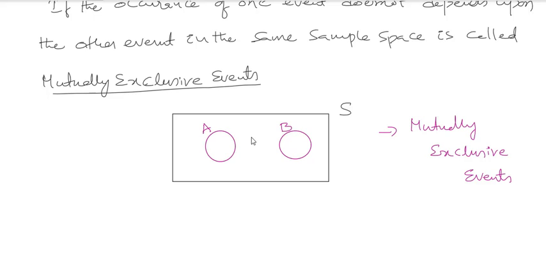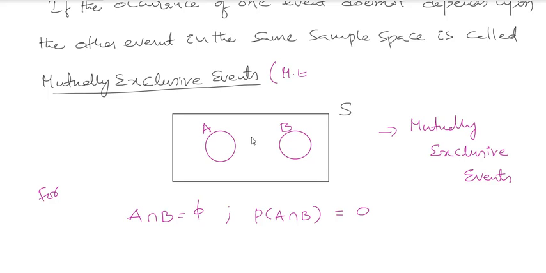If you are observing here, what is A intersection B? Is there any common part existing here? Suppose I take this as A and this as B, A intersection B is nothing, there is nothing there, so it is a null set. So what is the probability of A intersection B, which is a null set? It will be 0.